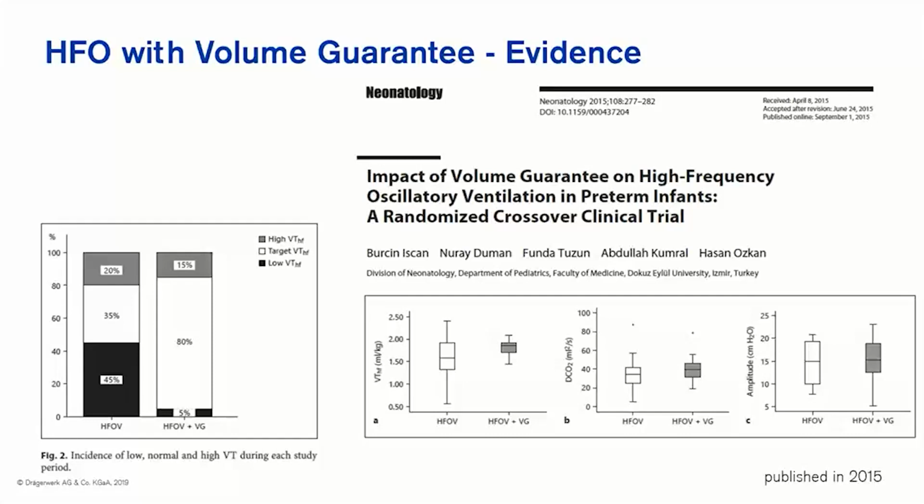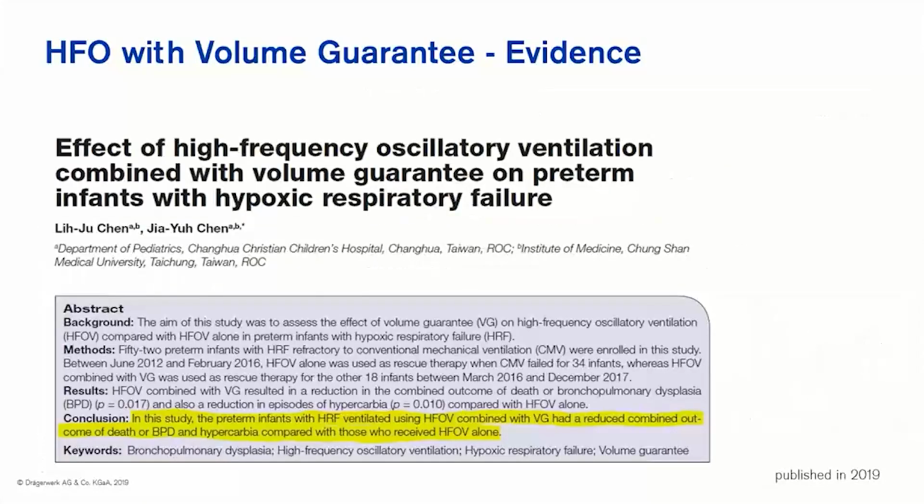And you surely see that volume guarantee is working. In fact, we see that 80% is in the target volume. But we also see that the DCO2 consequently is closer to the target range. But we surely see the amplitude consequently is more fluctuating, because this is continuously readjusted by the ventilator during high frequency oscillation. A study from Chen, which was published in 2019, had then this conclusion.